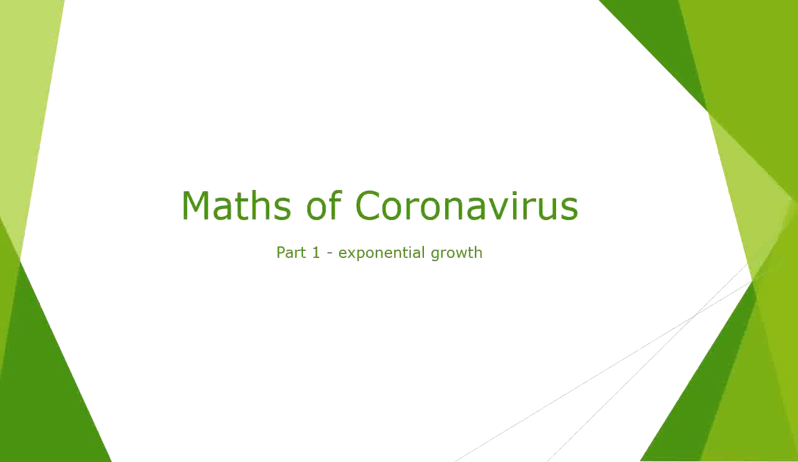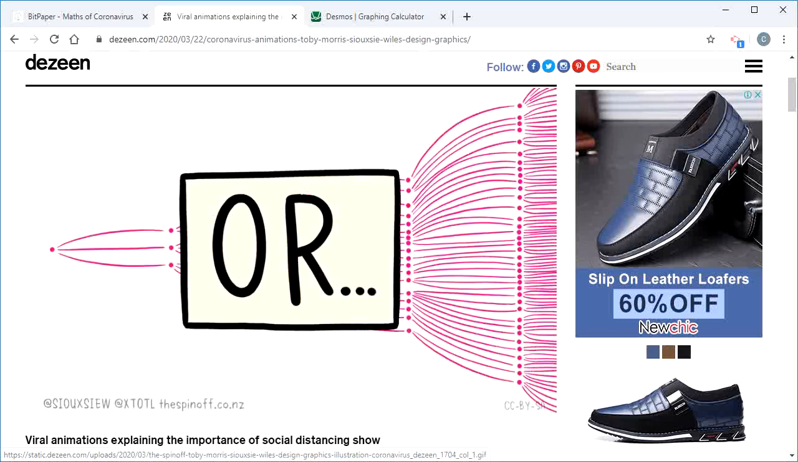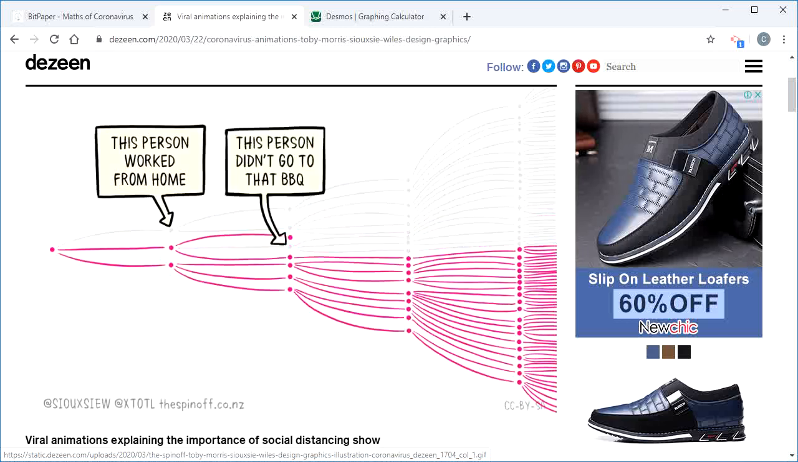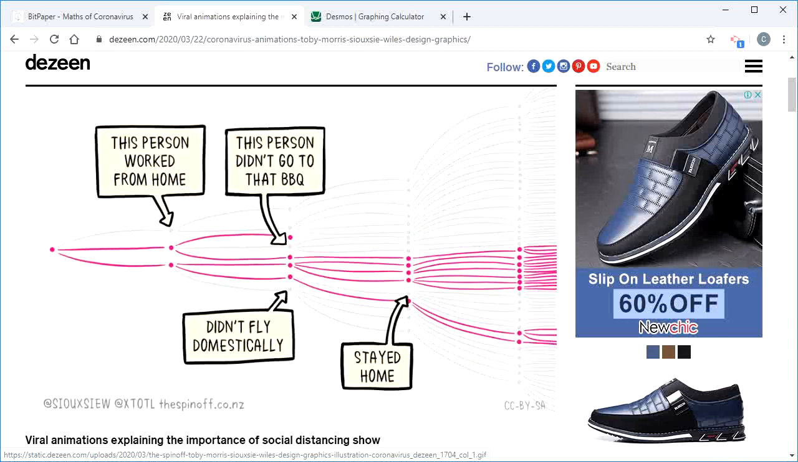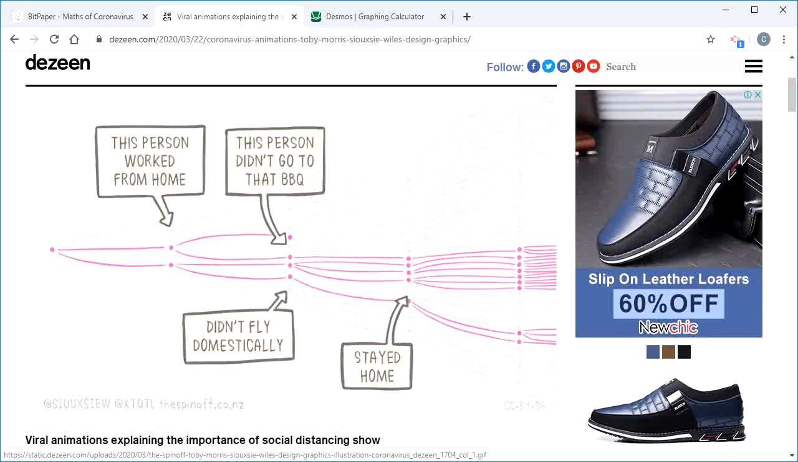Maths of the Coronavirus, Part 1, Exponential Growth. In this series, we're going to have a look at how the maths we learn in the class applies to understanding the coronavirus. Many of you might have seen this animation going around the net, which shows how the coronavirus spreads from person to person.